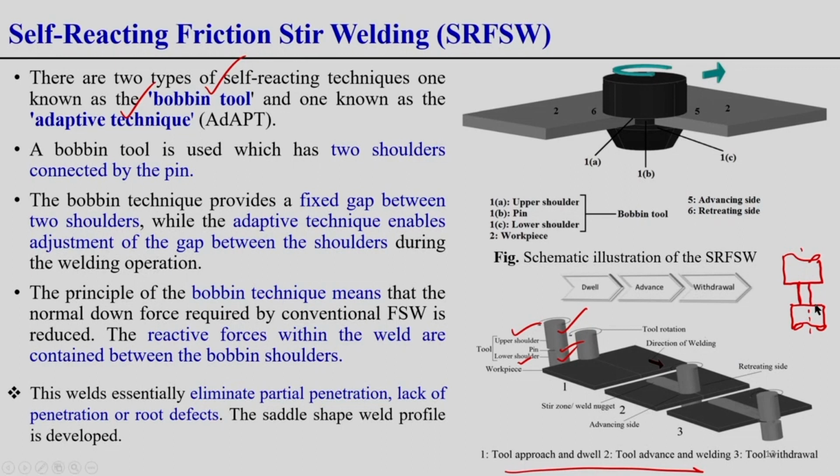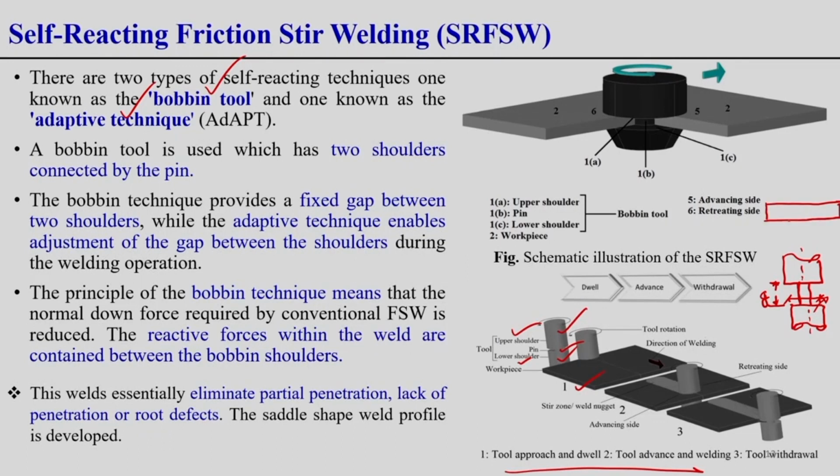Now here one thing you should keep in mind, this is called a bobbin tool. In this bobbin tool, the lower shoulder diameter is a little bit less than the upper shoulder diameter. Depending upon the thickness of the material, we have to decide the gap between these two shoulders.